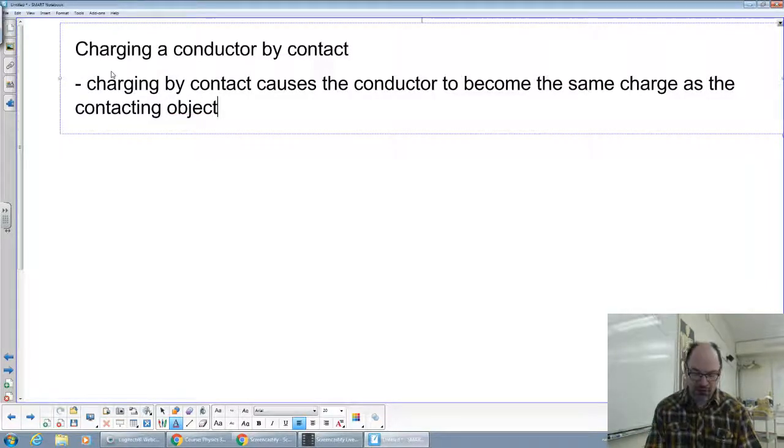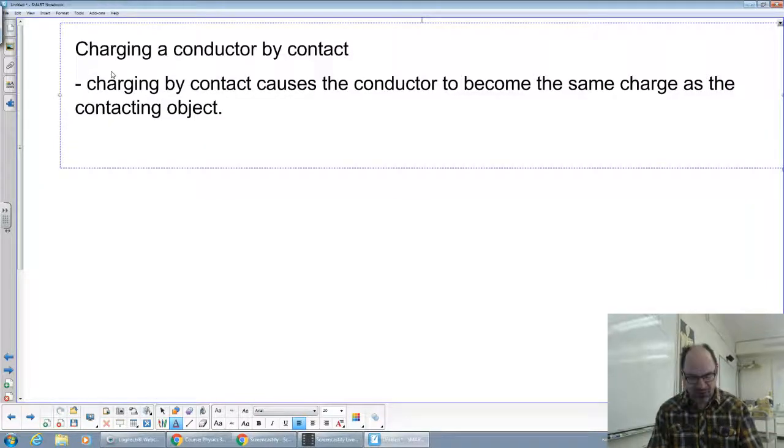Okay. So if it's negative, the negatives will flow onto the object. If it's positive, the negatives from the conductor will flow onto the other one. So there's two different ways that you can charge by contact as well.